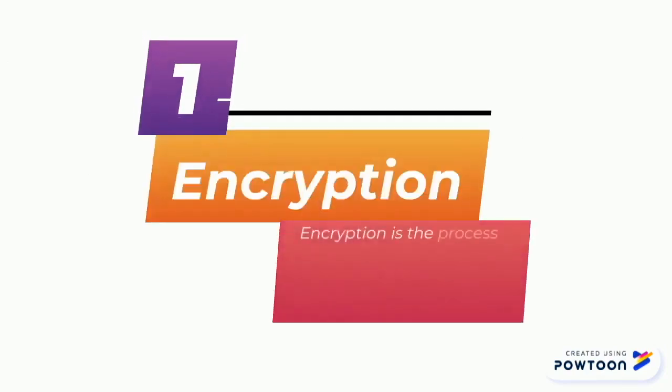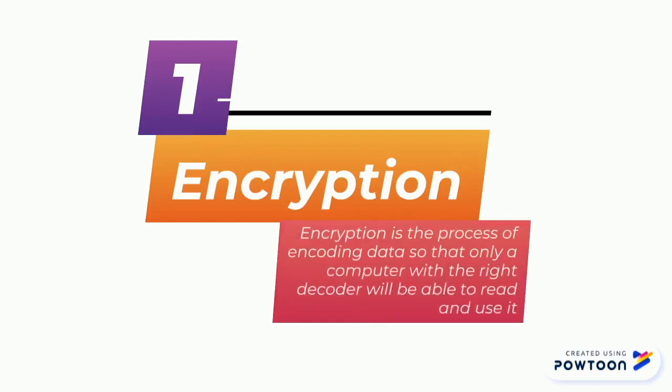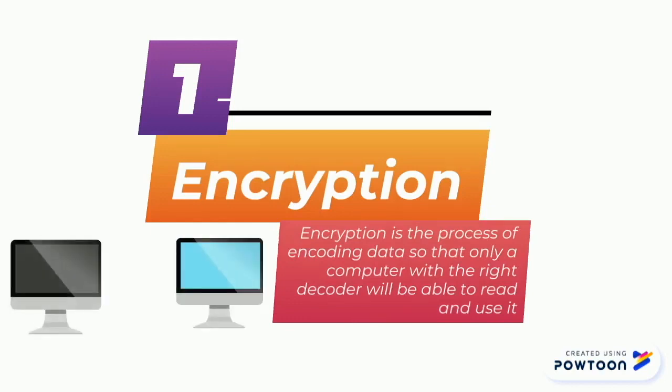There are two fundamental VPN technologies. 1. Encryption. Encryption is the process of encoding data so that only a computer with the right decoder will be able to read and use it. In a VPN, the computers at each end of the tunnel encrypt the data entering the tunnel and decrypt it at the other end.